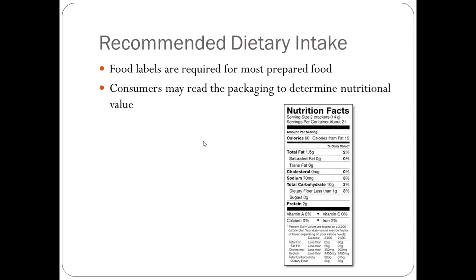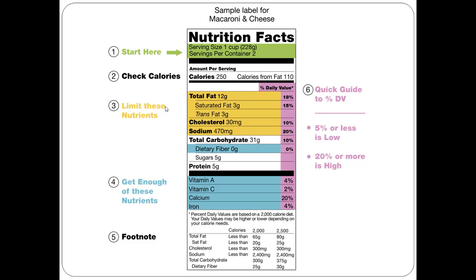Food labels is our next thing. I think that we're getting close to the end here. Food labels, anything that is prepared in a box, in a bag, needs to have a food label on it, so that consumers can read the packaging to determine how much is in each of the items. So we'll go through each section of the food label.